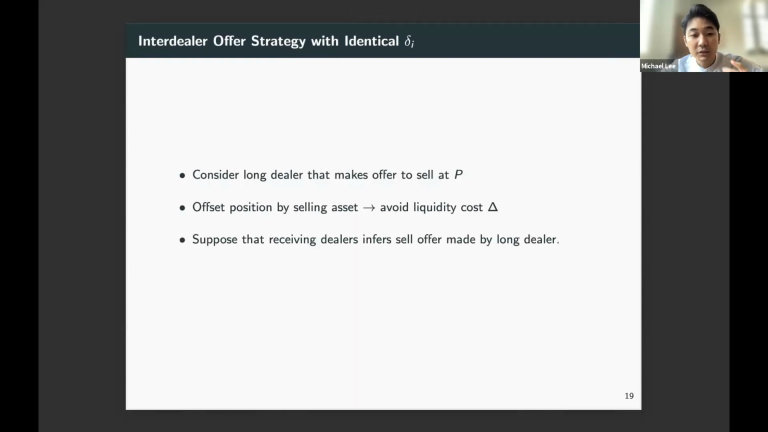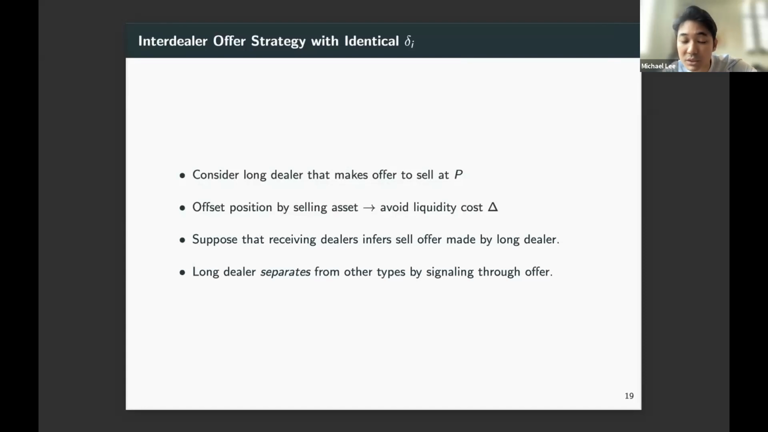So suppose that the receiving dealers here also infer that these types of sell offers are made by a long dealer. Now, this is also quite reasonable. They also understand that the long dealer wants to offset its position. In this particular case, that means that these long dealers are separating from these other types of dealers by signaling through their offer. In other words, even though you don't know the identity of the dealer, through its offer, you can infer, okay, it's a long dealer. He wants to offset his position by selling the asset.